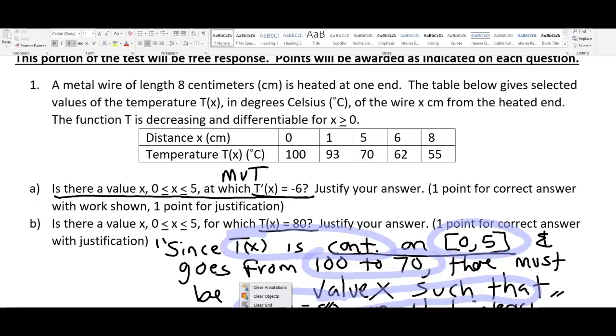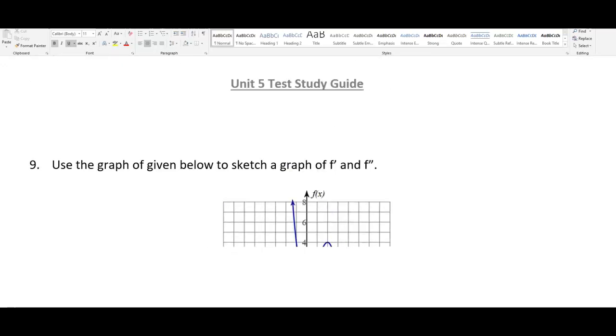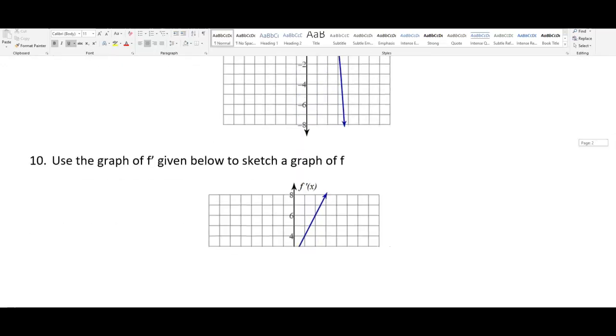Okay? So let's continue on. So we've looked at IVT, MVT. Let's go ahead and continue on. I've lost my place again. Just a second.